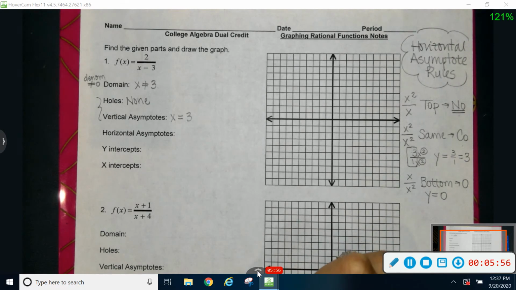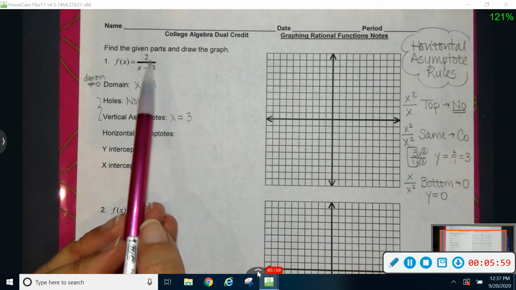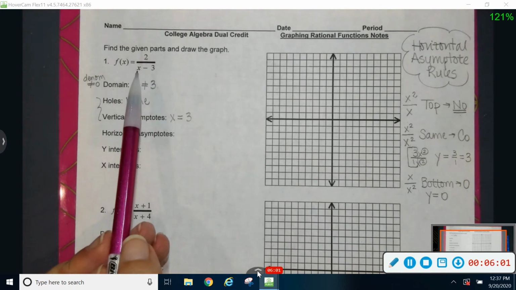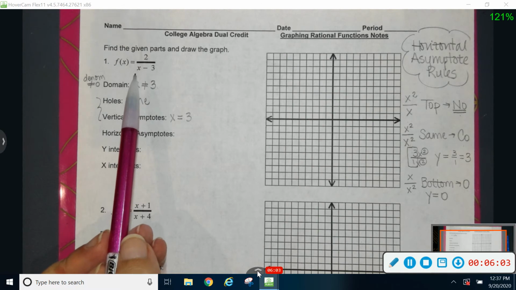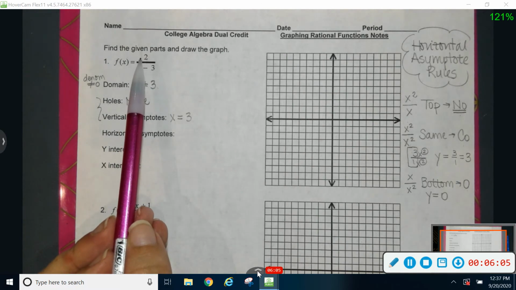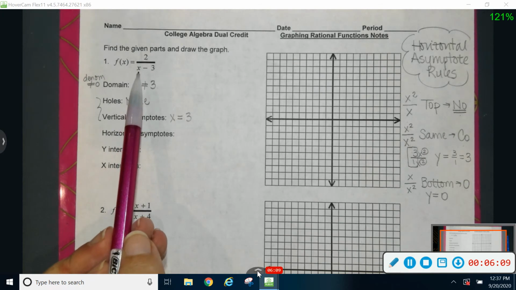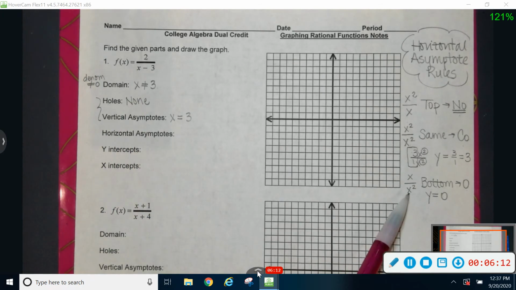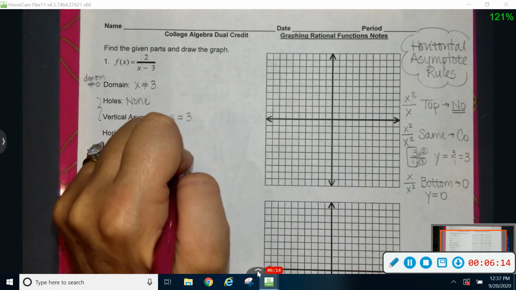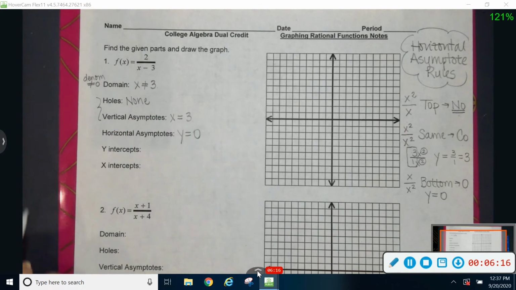So let's translate these rules to the example we have over here. How does my degree on top compare to my degree on bottom? Well, do I even have any x's on top? No, technically I have x to the 0, so it looks like my degree on bottom is greater. Well, if my degree on bottom is greater, I have an automatic horizontal asymptote at y = 0.